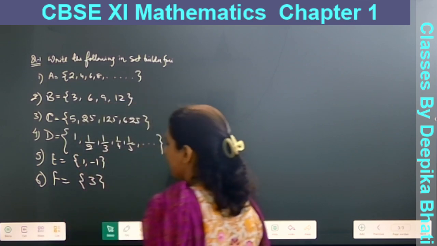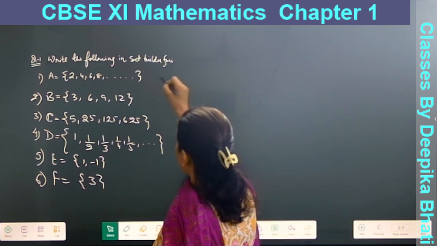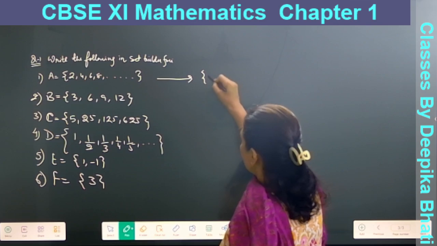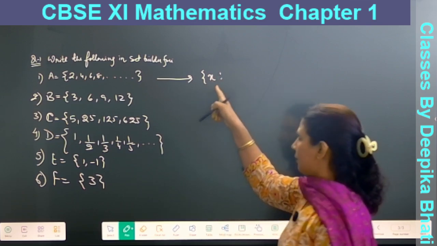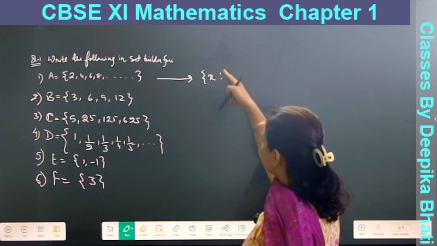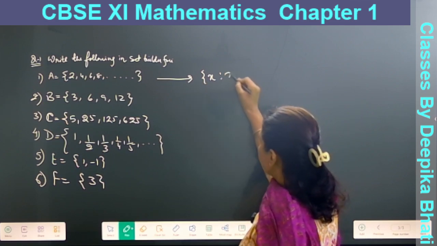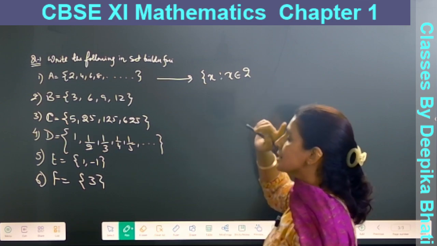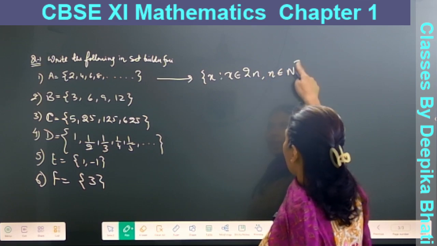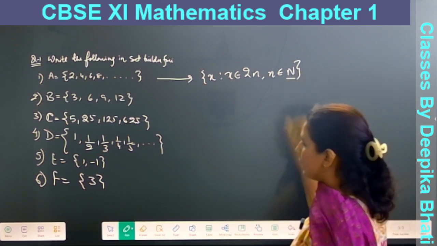Okay, let me explain all the sets in the set builder form one by one. First one is the set of even numbers. So we usually use x as a general element. You can use y or z as well. X is such that, this semicolon we read as such that, x belongs to, here we take the help of a second variable n, where n belongs to natural numbers.